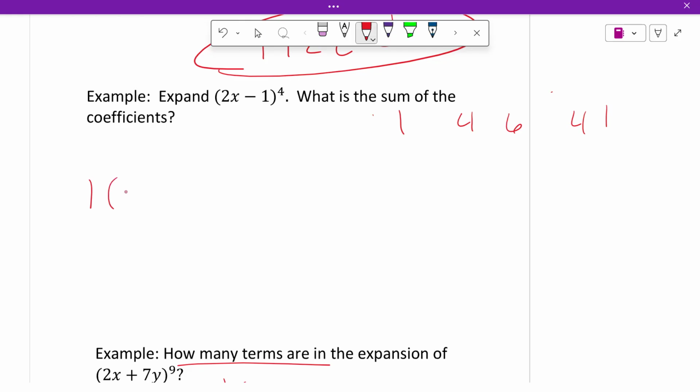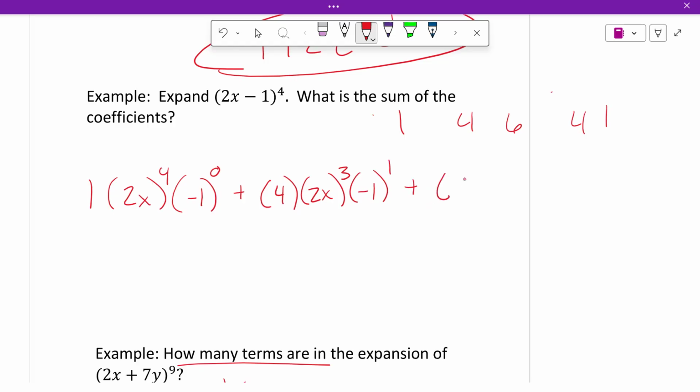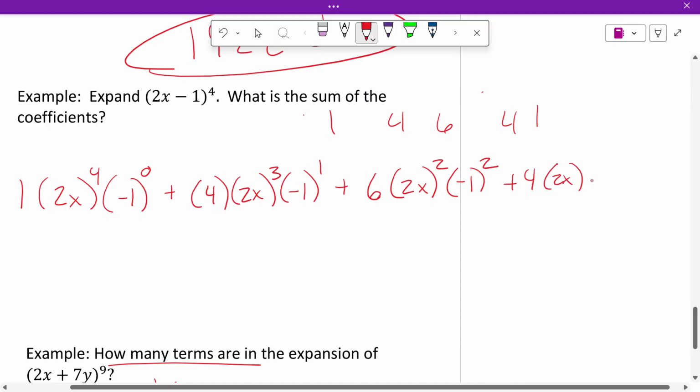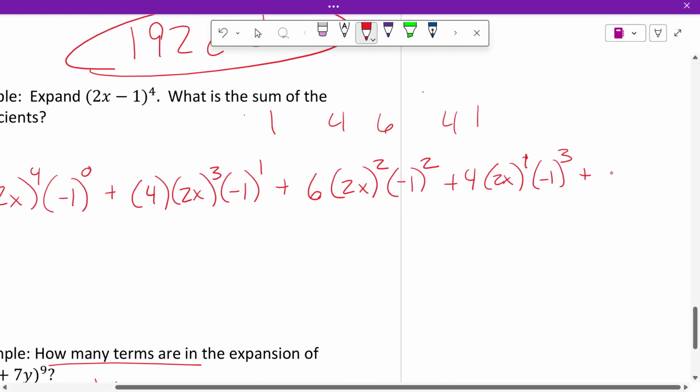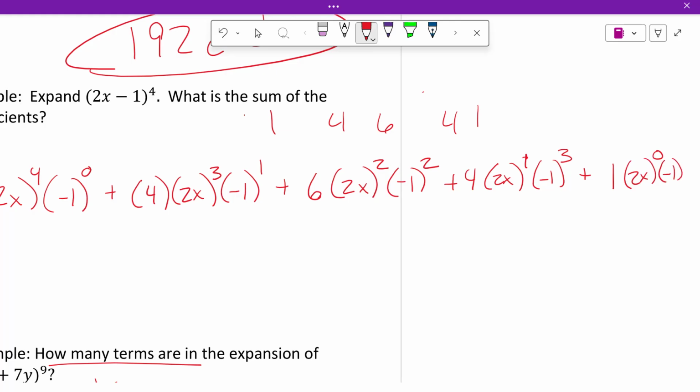1 times 2x to the 4th times negative 1 to the 0 plus 4 times 2x to the 3rd negative 1 to the 1st plus 6 times 2x to the 2nd negative 1 to the 2nd plus 4 times 2x to the 1st times negative 1 to the 3rd plus 1 times 2x to the 0 times negative 1 to the 4th.